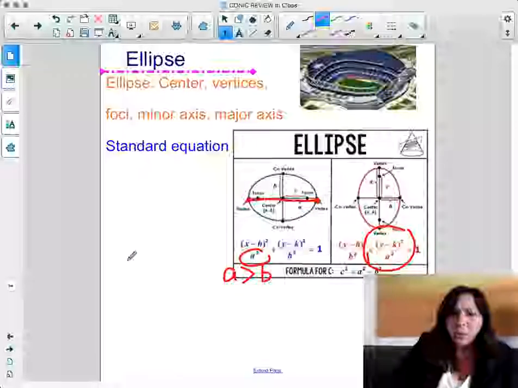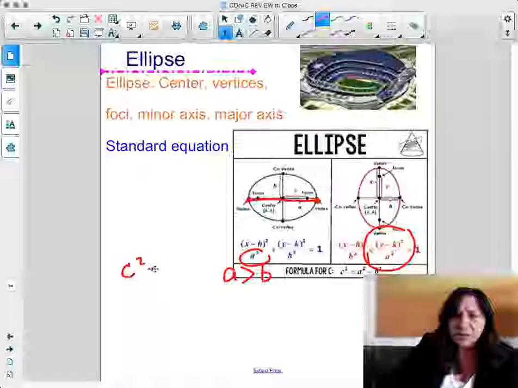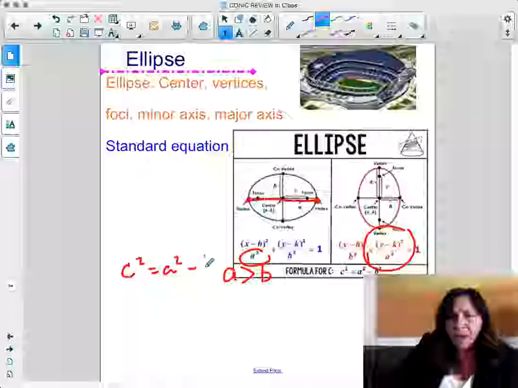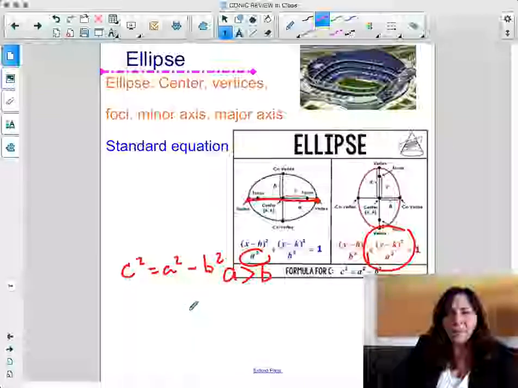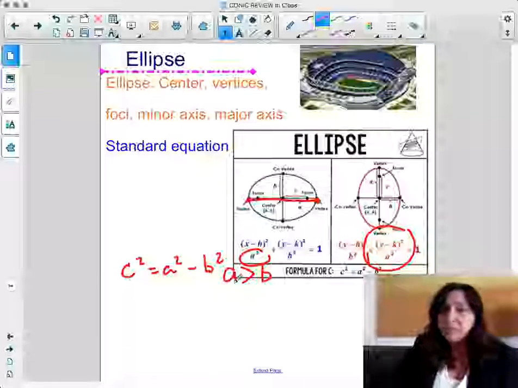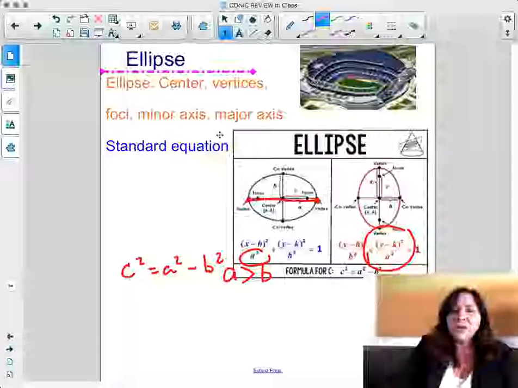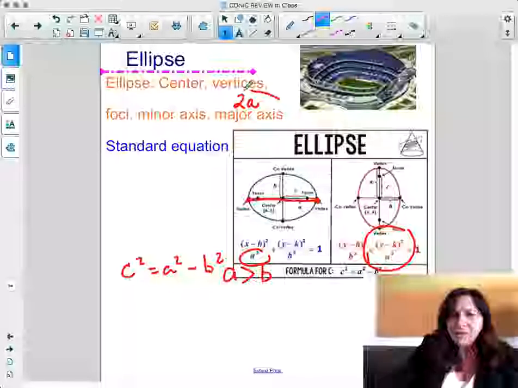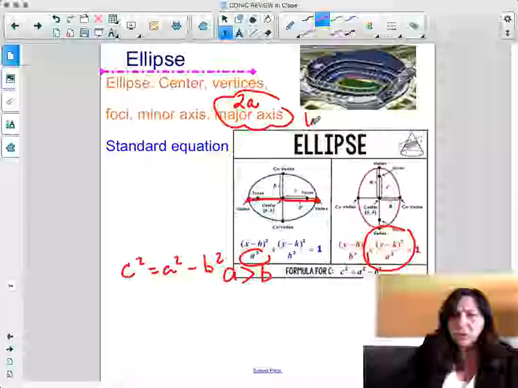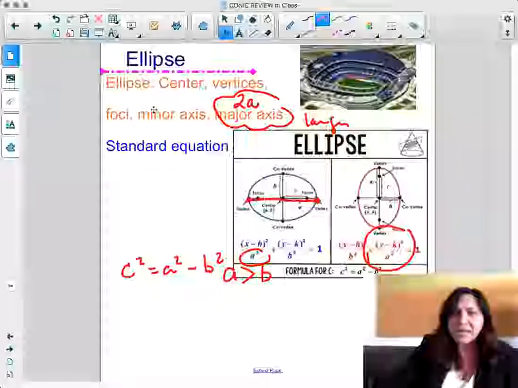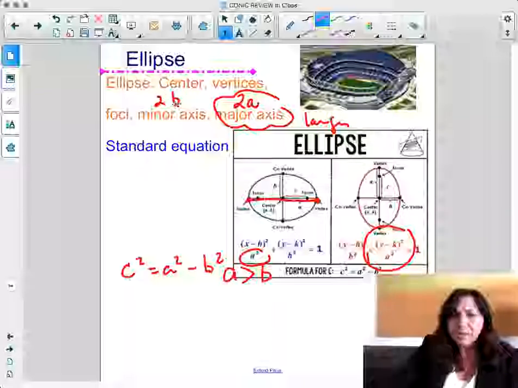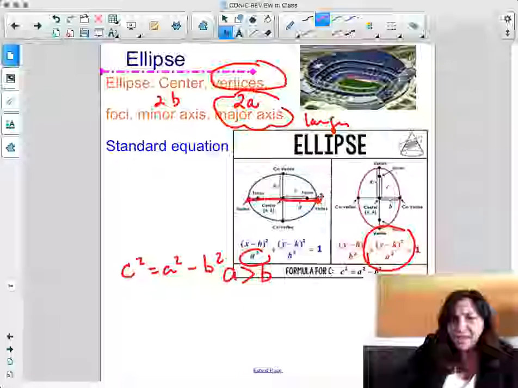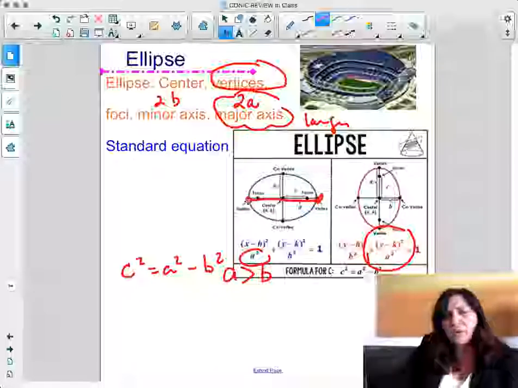Additionally, for my focal points, I'm going to say that c squared is equal to a squared minus b squared, whereas if you had a hyperbola, it would be a squared plus b squared. So major axis, minor axis: the major axis is going to be 2 times a. Remember, a is always going to be on the larger axis, and the minor axis will be 2b. My vertices for an ellipse are always the endpoints here and here.